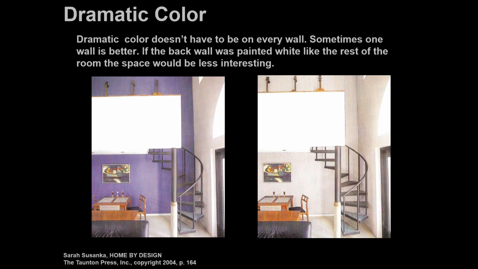In this particular example, from a book called Home by Design, you can see that one wall is painted blue, and that looks so much better than if it was all painted white. If the whole space was white, it's still the same space, but that one wall being blue gives that one accent, and it really makes the space more interesting.